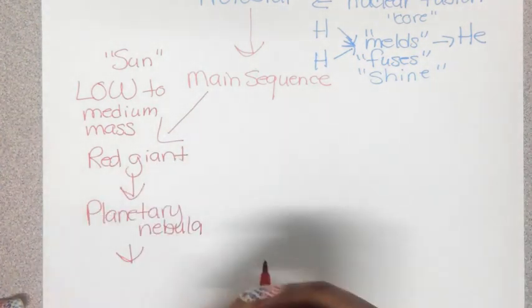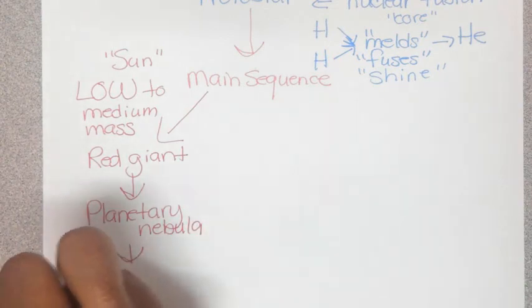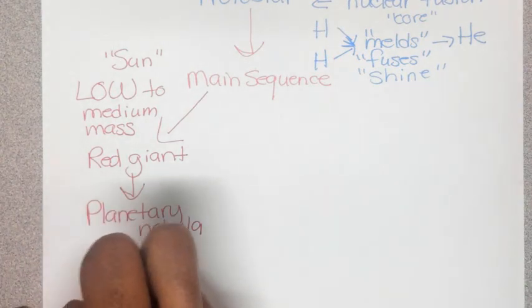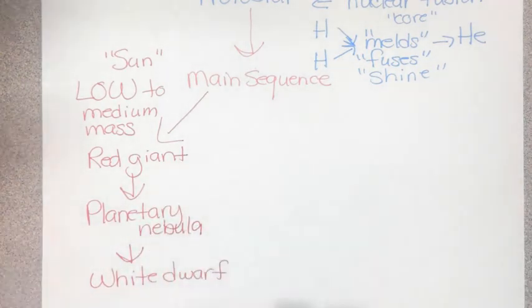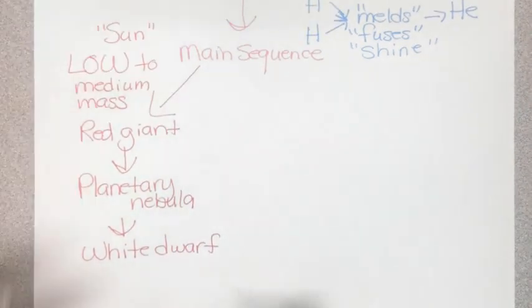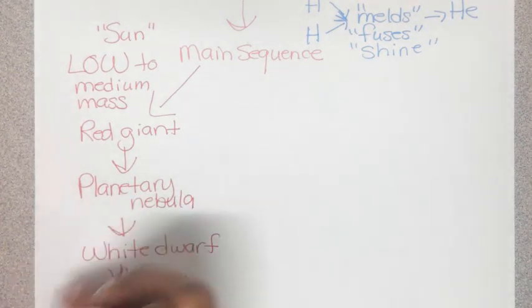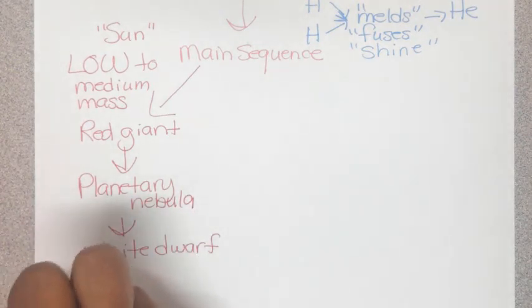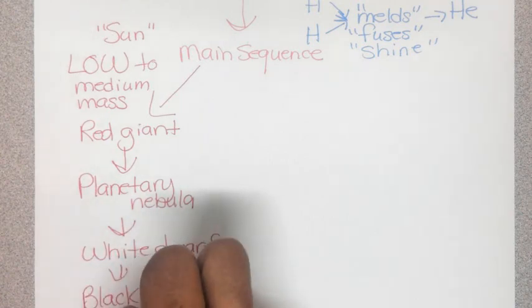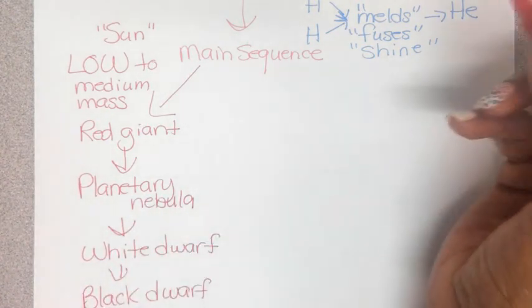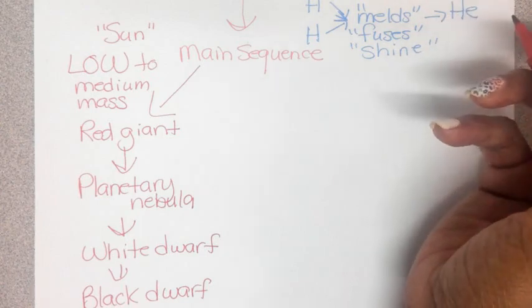After the planetary nebula, it will be a white dwarf. And this is where it's running out of fuel. And then our sun will eventually die as a black dwarf, which is a dead star that does not shine. Okay? So please remember, this is important.